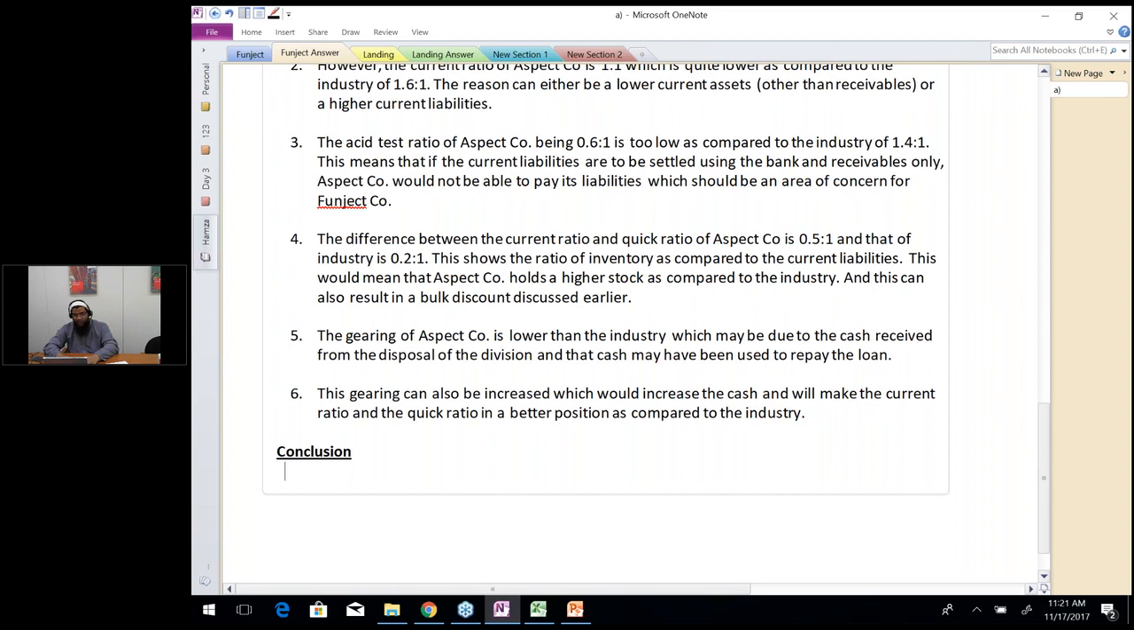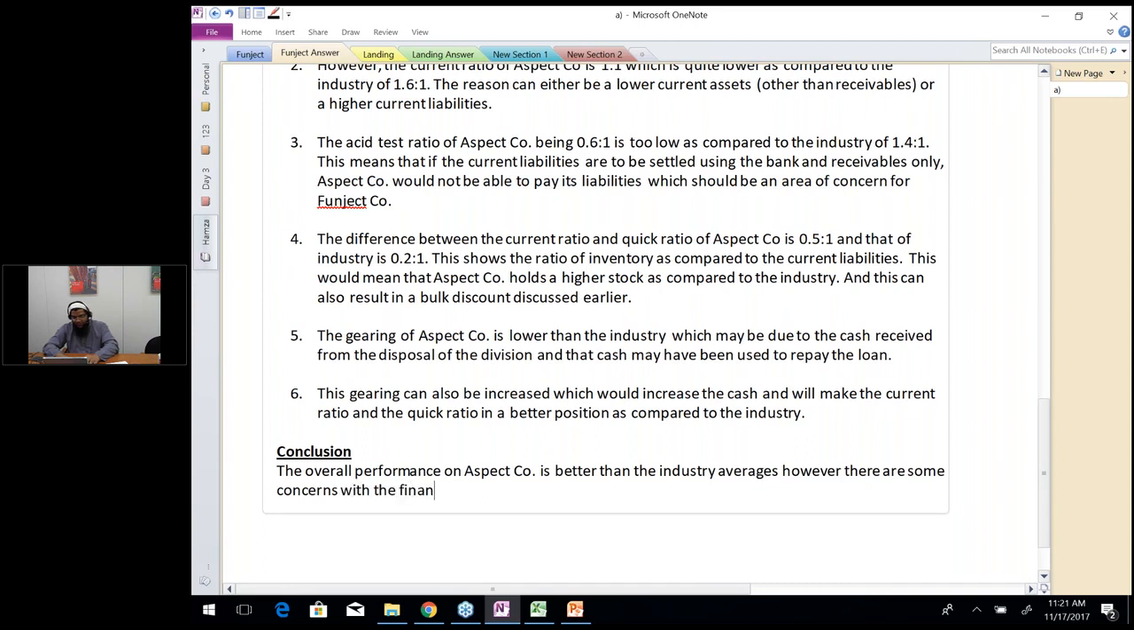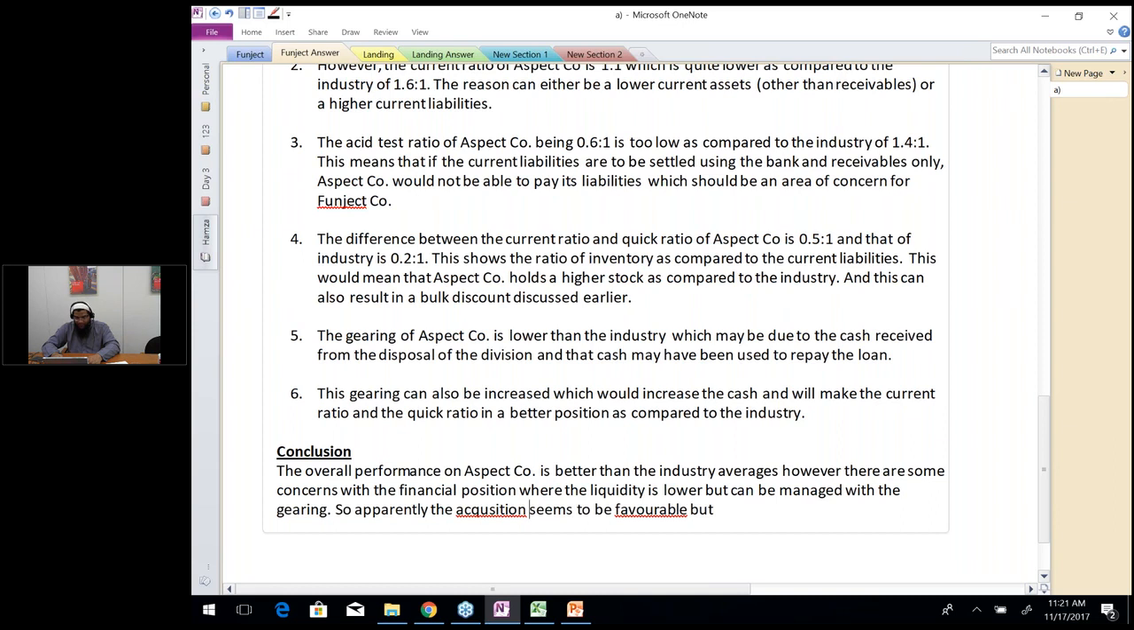What do people say? That the overall performance of the SPAC company is better than the industry averages. However, there are some concerns with the financial position, where the liquidity is lower but can be managed with the gearing. So apparently the acquisition seems to be favorable, but further analysis should be performed by the company before taking a final decision.